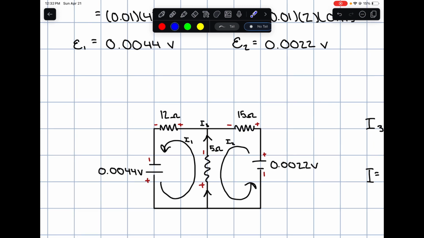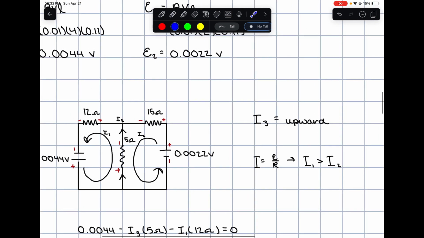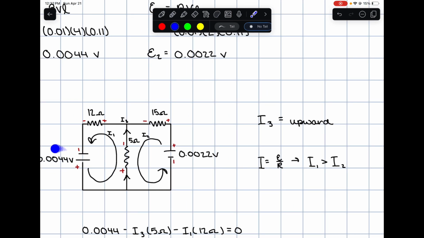Now, let's take a step back even further before we jump into the math and find out why this current is going upwards. Well, we know that the current is equal to EMF over resistance. In this case, the EMF through this branch is greater and the resistance is less than the resistance and EMF in this other branch, which means I1 will have the stronger current, meaning it will push through and make I3 go upwards.